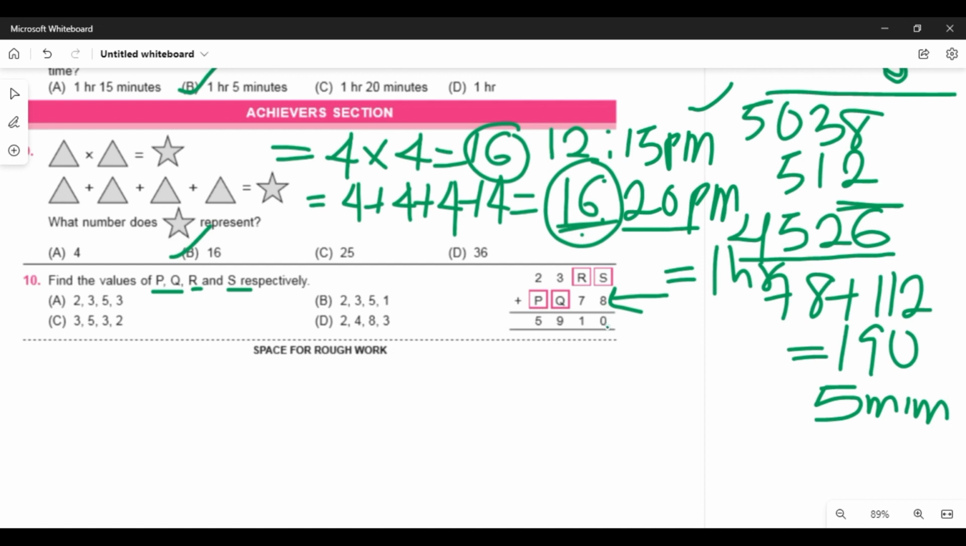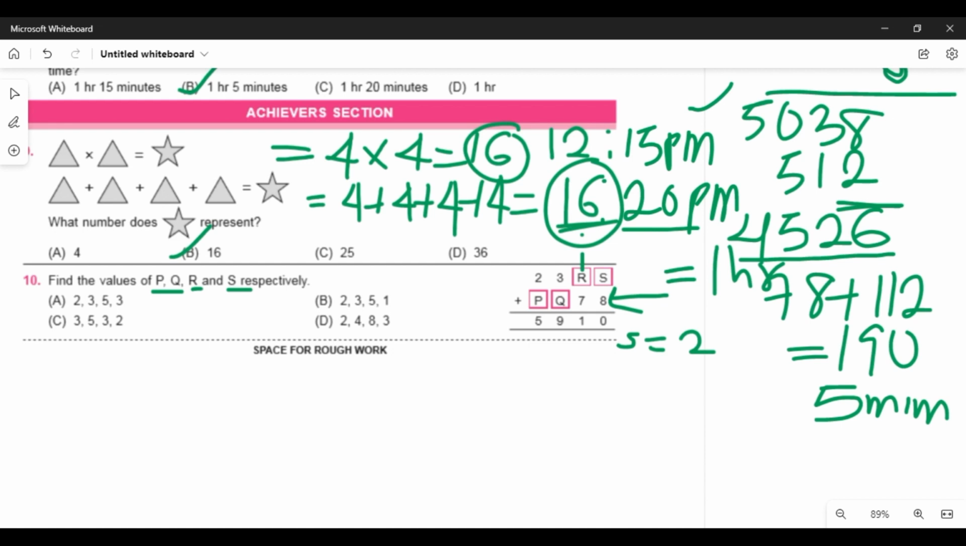S plus 8 will give us 0. Now if S becomes 2, 2 plus 8 will give us 10. So we'll write 0 and then we'll carry a 1. So that means S here will be equal to 2. Fine. So 1 plus 7 plus R plus 7 will give us 1. So 1 plus 7 is 8. What can we add to 8 that will give us 11? So that means we need to add 3. R will be 3.